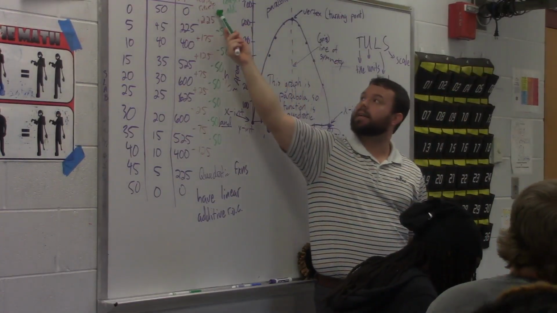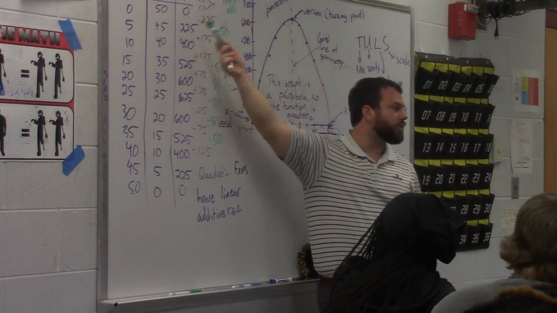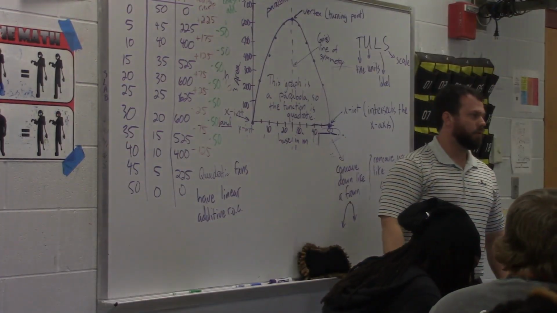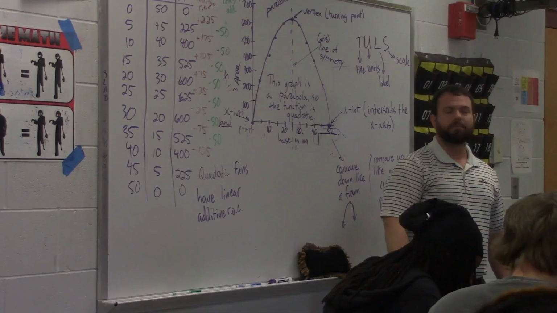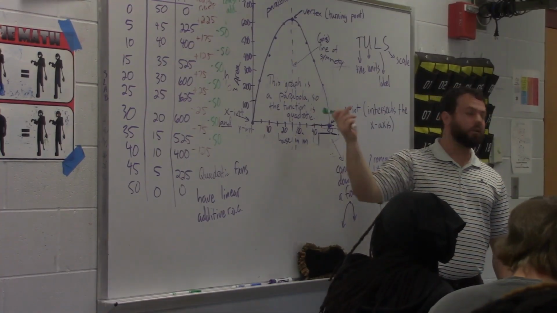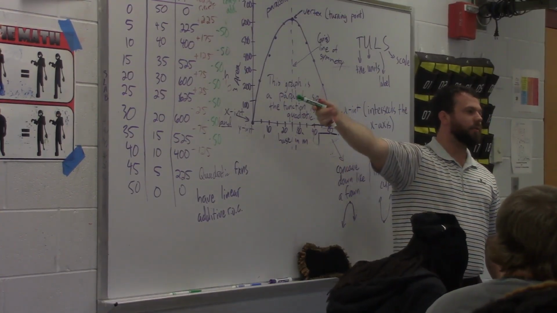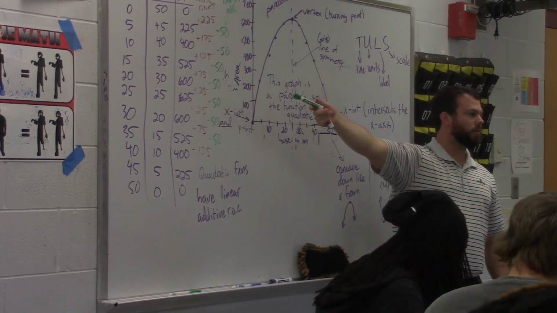This is a linear additive rate of change. That's what tells us the purple is quadratic. How do we write the equation? We're not there yet. Okay. Because remember, all we've talked about is how do we identify it as a graph, and how do we identify it as a table. Okay?